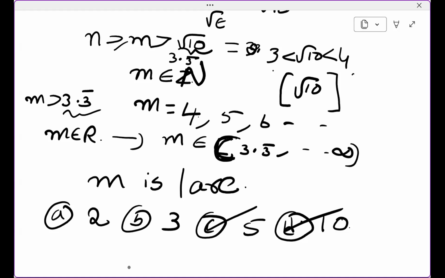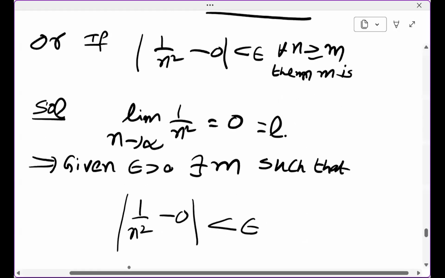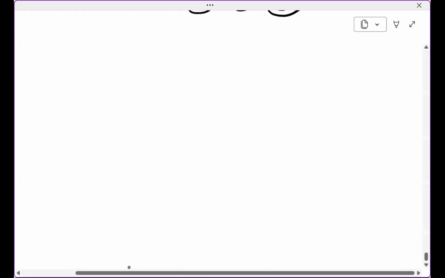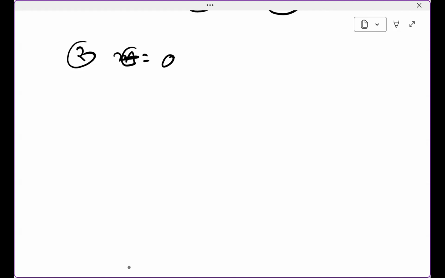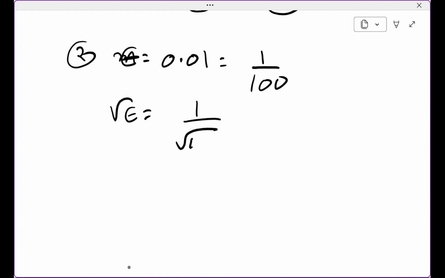One more is given. For the given epsilon, you can find M. What is the epsilon that is given? 0.01. If epsilon is 0.01, then what are the values of M? So, second one, epsilon is 0.01. That is 1 by 100. So root epsilon is 1 by root 100. I'm taking positive. It has to be a natural number. So I'm taking 1 by 10, that is 1 by root epsilon, so 10.